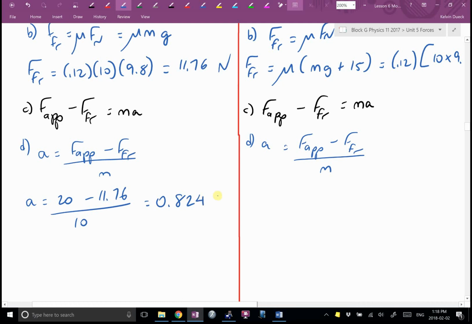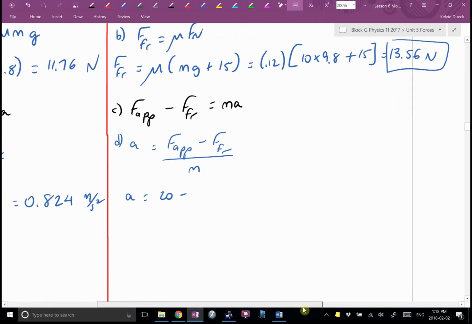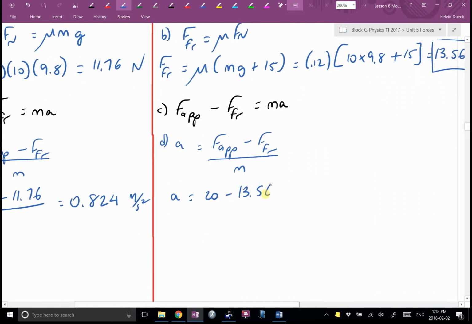I can do this in my head. It's going to be 20 take away 11 is 9, take away 0.7 is 8.3, take away 0.04 is 8.24. 0.824? Double check me. Am I right? To 3 sig figs? Hannah, units. Here, it's going to be 20 minus, what was it? 13.56 divided by 10. I can do this in my head too. 20 take away 13 is 7. Take away 0.56 is going to be 0.644? Yeah? I'm dividing by 10. I should be able to divide anything by 10. If I can't, I'm in trouble.